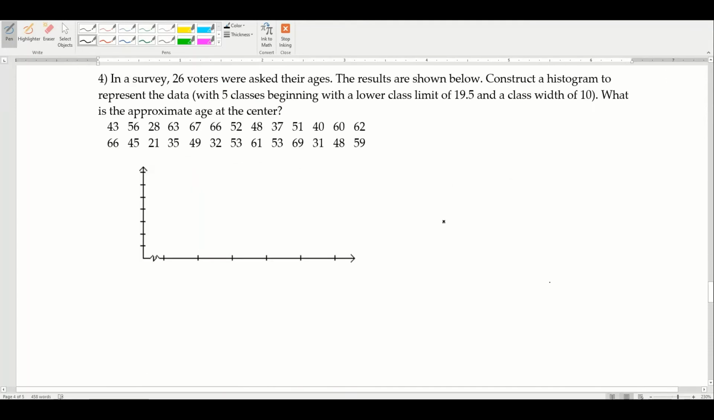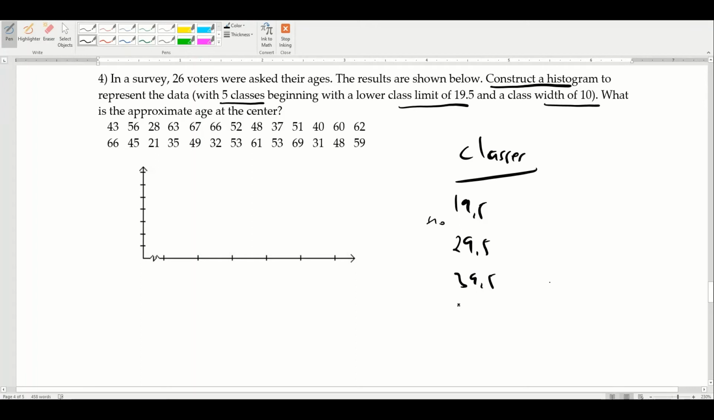For this problem, we want to construct a histogram with 5 classes, lower class limit of 19.5, and a class width of 10. So let's think about this for a second. Classes, we want 5 of them. So 19.5 would be the first one, or the lower limit of the first one. Class width of 10 means we will add 10 to get the lower limit of the next class, and then so on, so on, and so on.